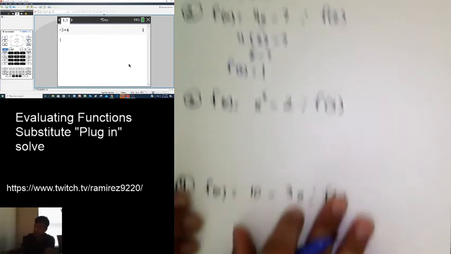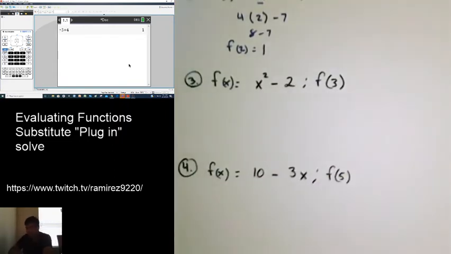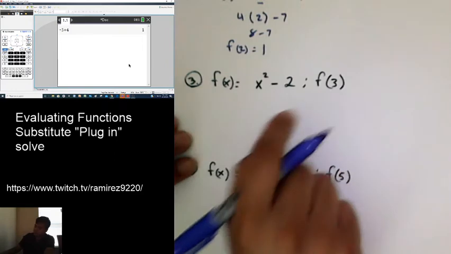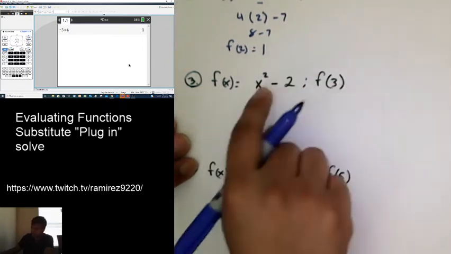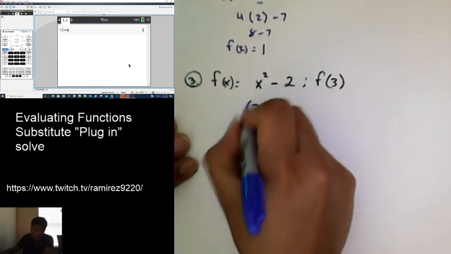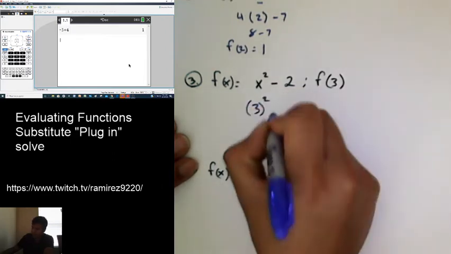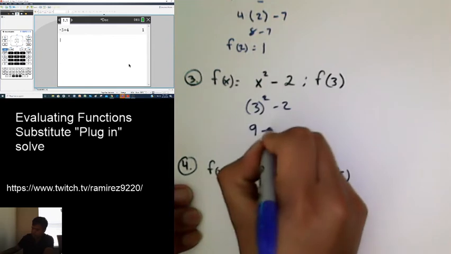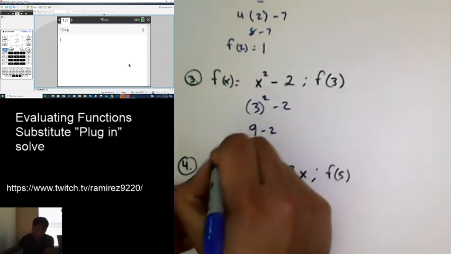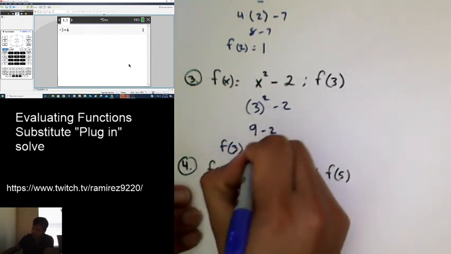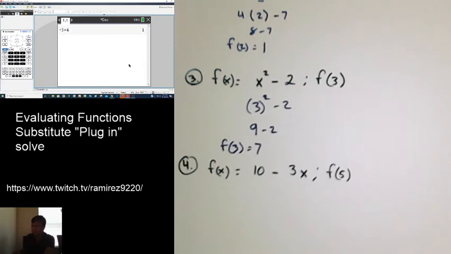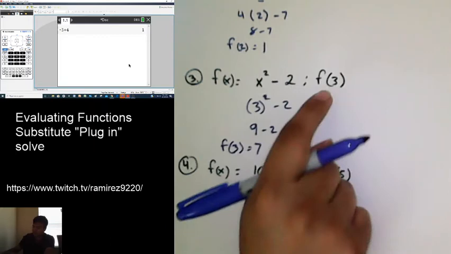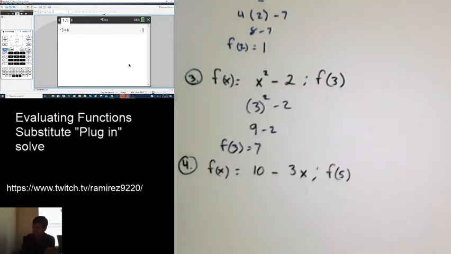When you have things that are squared, you just got to make sure you include them. You square it. So again, we plug it in. It's 3, but it's being squared. 3 squared is 9. And 9 minus 2 is 7. So f of 3 here is just 7. I hope you guys are seeing the idea. It's literally me just substituting for the value of x.